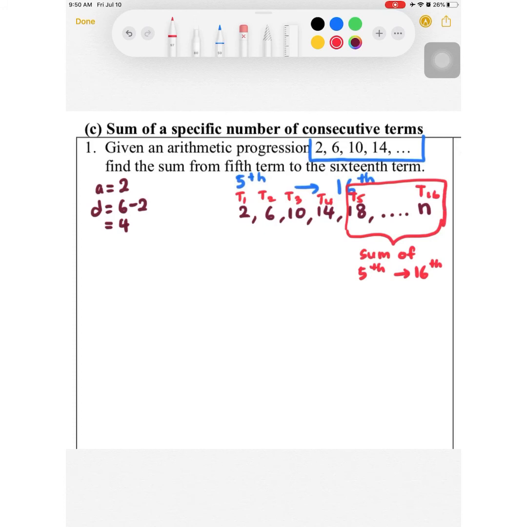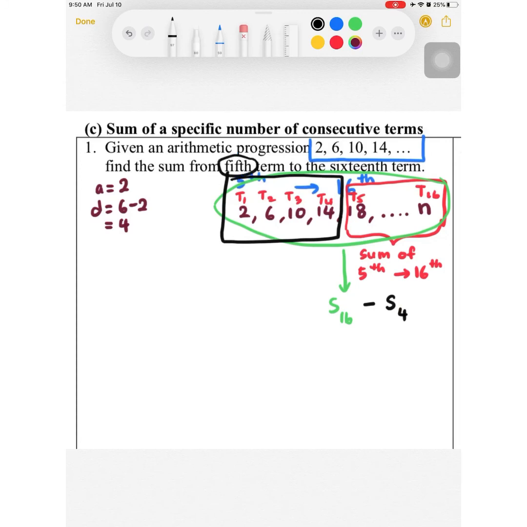So what you need to do now, first thing first, is find the sum S16, and then you have to minus S4. Instead of the 5th term to the 16th term that you were given, we change it to find S16 minus S4 only.